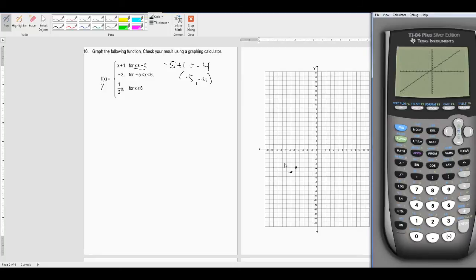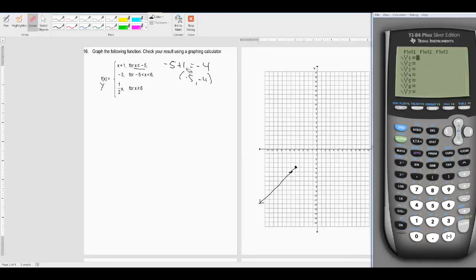So if I look at the graph, what I'm going to do is I'm just going to connect the dots, or extend the line, I should say. Now the only question that remains is, is this point a closed circle like I have it, or is it open? And since it's equal to, I'm going to leave it closed like that. So I'm going to clear that one out.